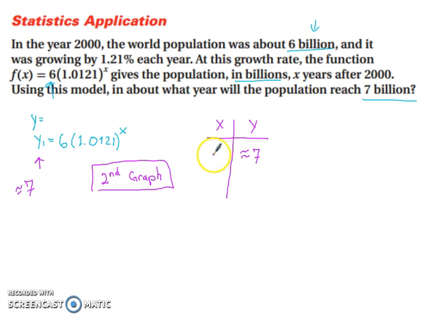And then what were the years? Because x is time, so x is years after 2000, and we want to get to 7 billion. Well, it was about 13 years, because that's when you ended up with 7.0155. So that was about as close as you were going to get to 7, and it was 13 years. So in the year 2013, the population will reach 7 billion.